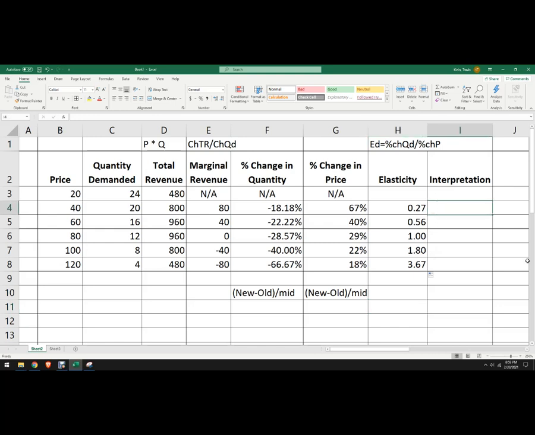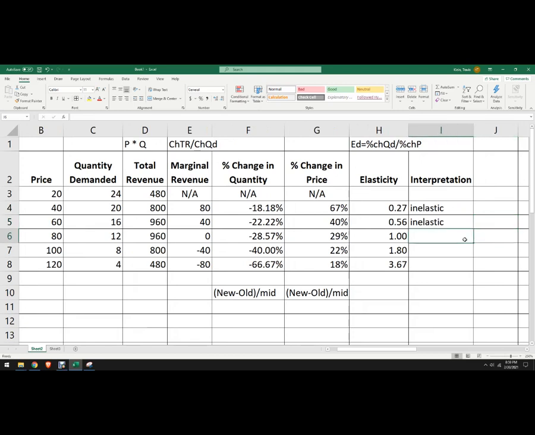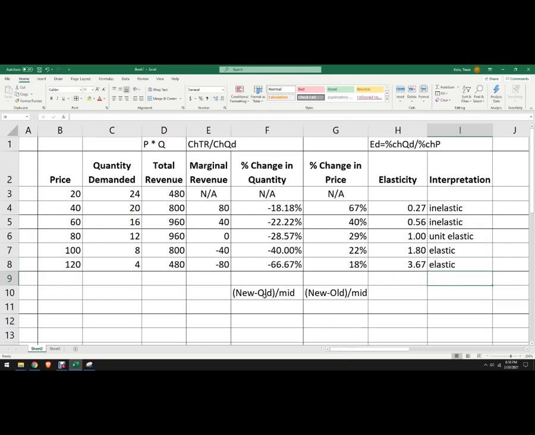So I'm just going to write them in to save time, but you can write a formula to read this and then interpret that. That would have been a good idea on this video, but I didn't do that. But anyway, this is unit elastic because that's 1. This is elastic, and this is even more elastic. Okay, so now I've filled in the whole thing and I've done the problem.